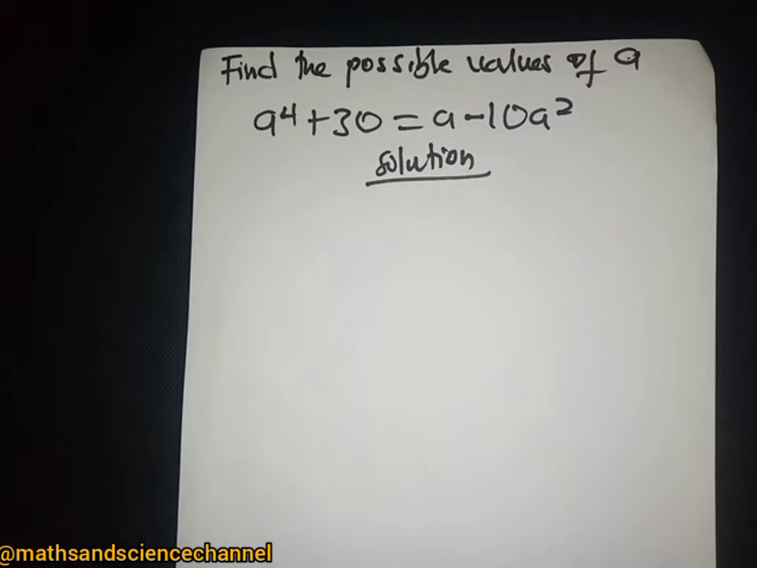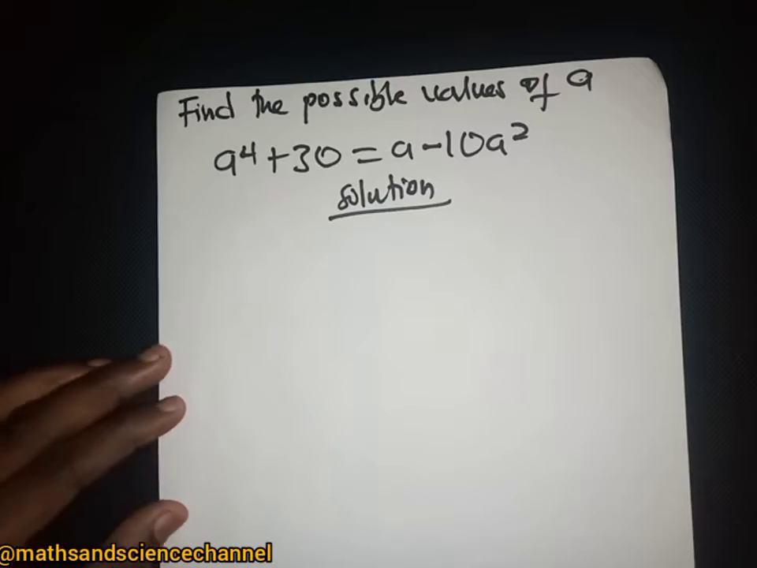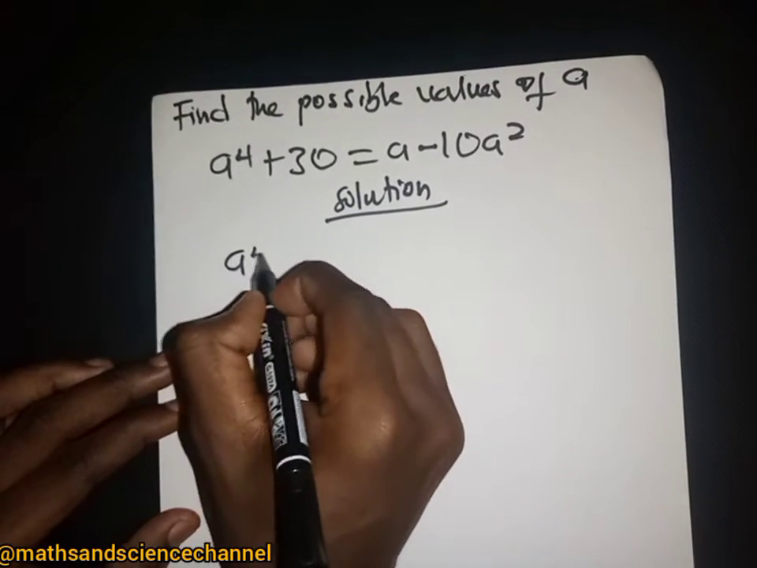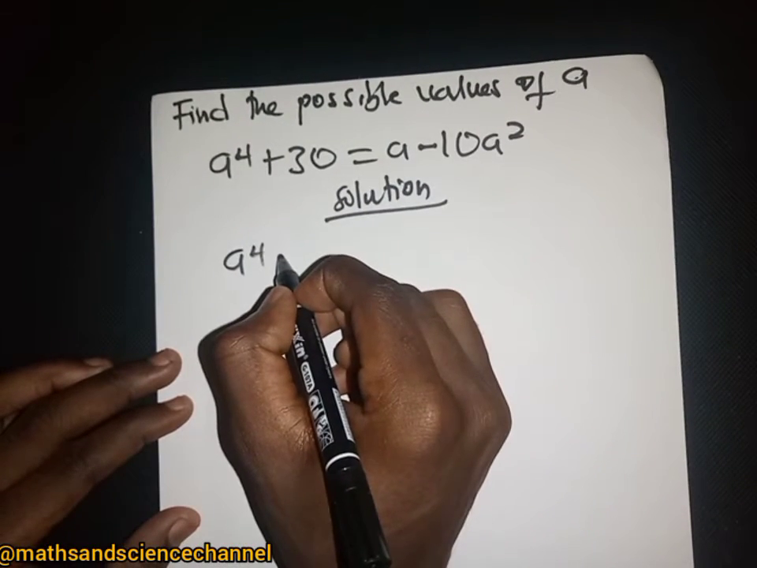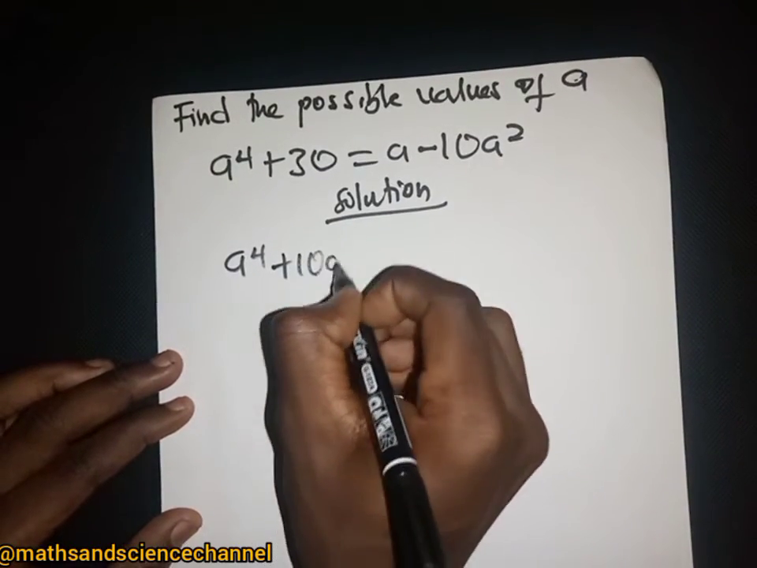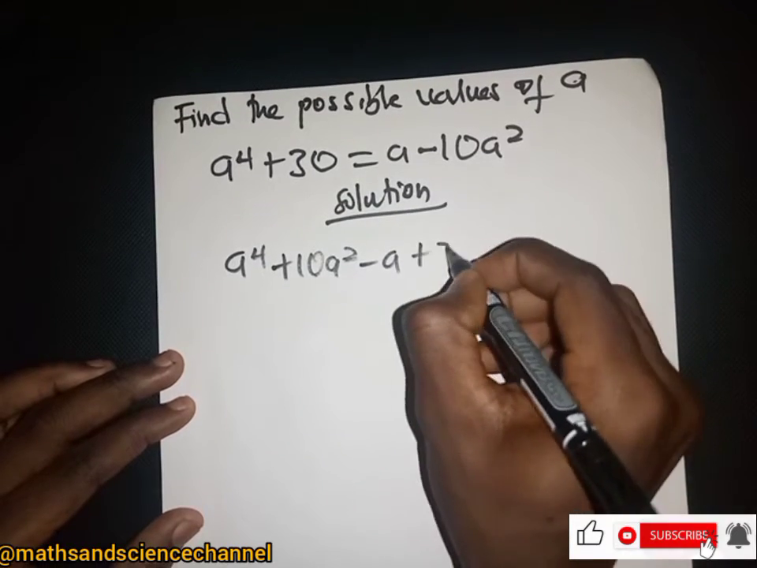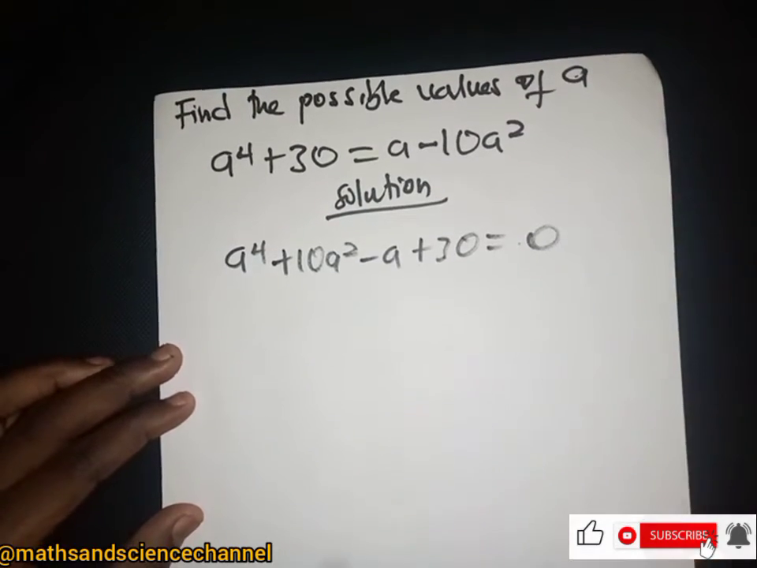And this time we have an equation over here, so we have to find the possible values of a, right? Okay, so let's do that. So we have a to the power 4, then let's group like terms. So we have positive 10a squared, right? Then negative a here, then plus 30 here being equal to 0, right?